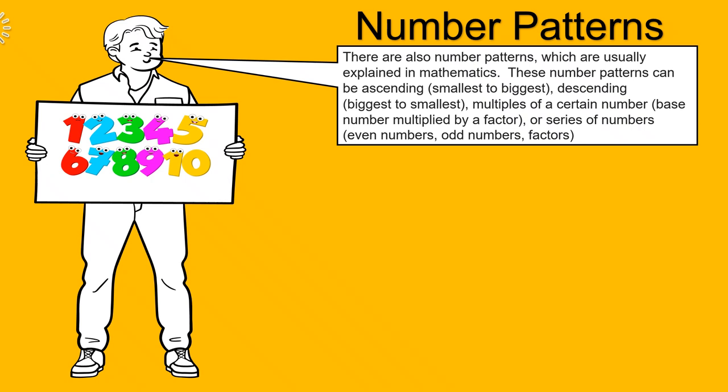For an arithmetic number sequence, each term is obtained by adding the common difference to the previous term. For a geometric number sequence, each term is obtained by multiplying its previous term by the common ratio.